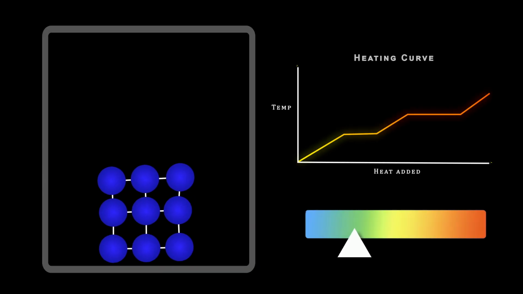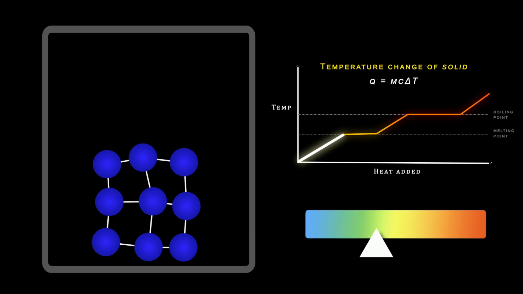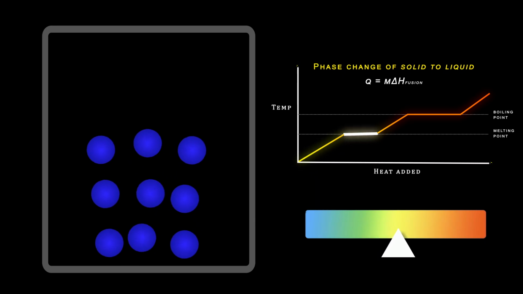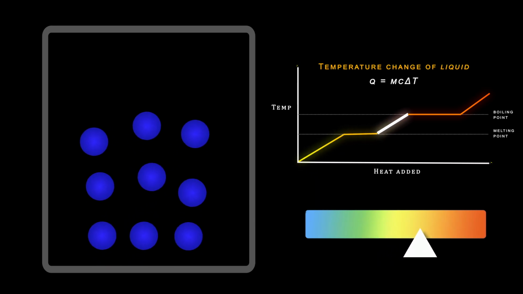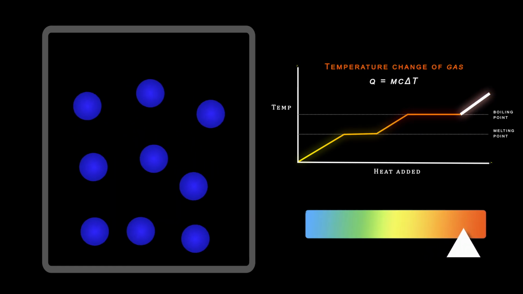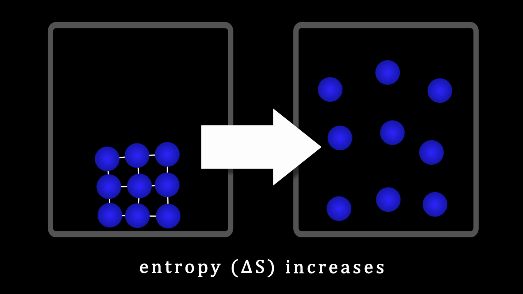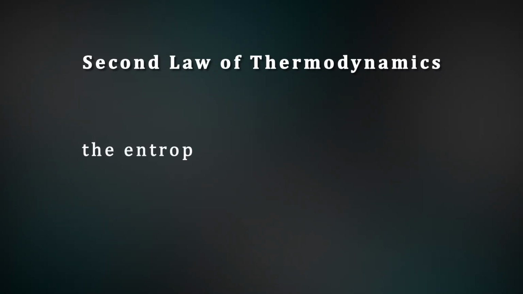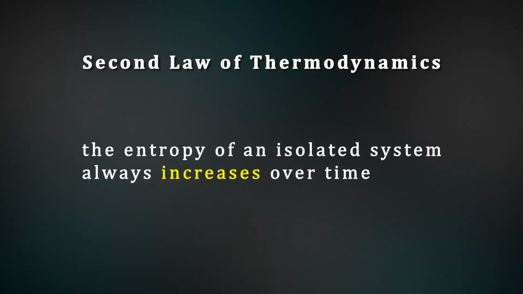Entropy is a measure of disorder. When you heat a solid, the particles vibrate more, the crystal structure breaks apart, it melts, and eventually it becomes a gas. With each step, the disorder increases, so entropy increases. The second law of thermodynamics says that the entropy of an isolated system increases over time.